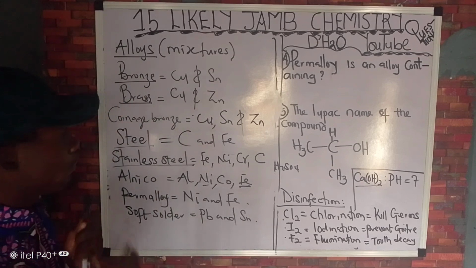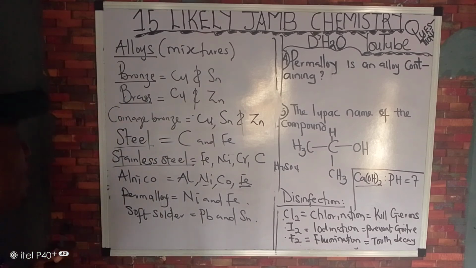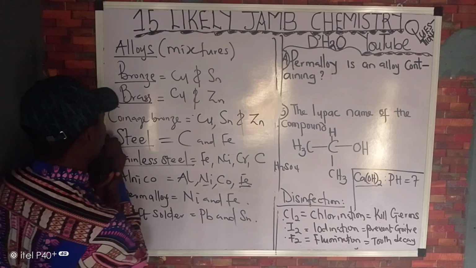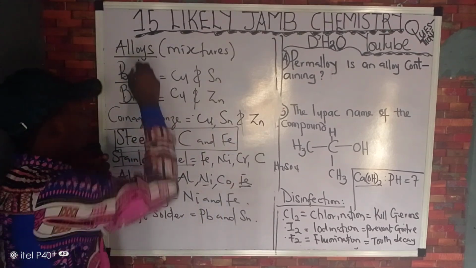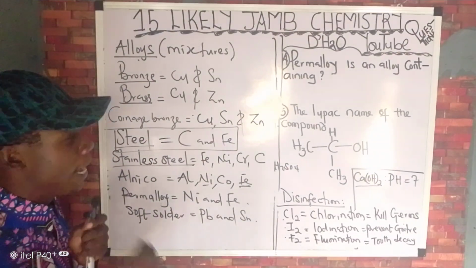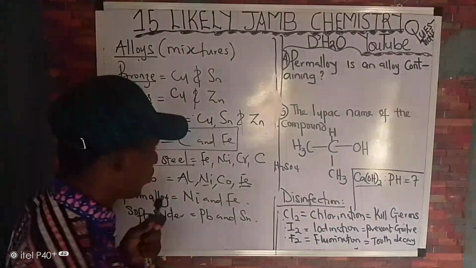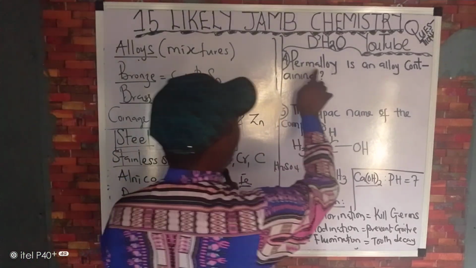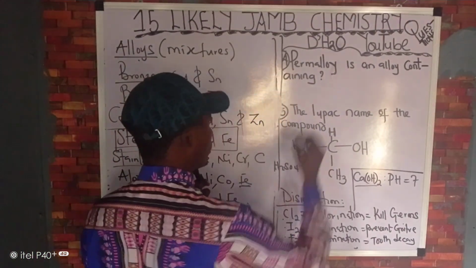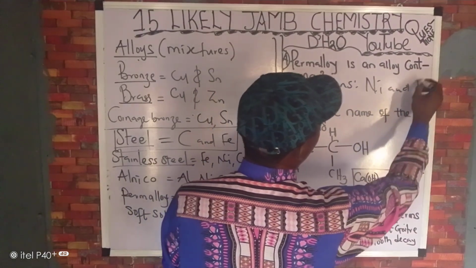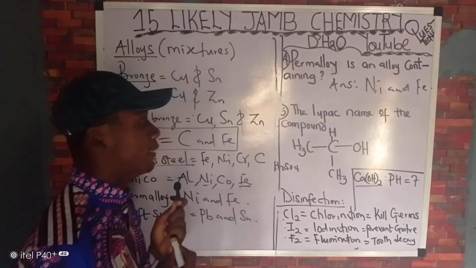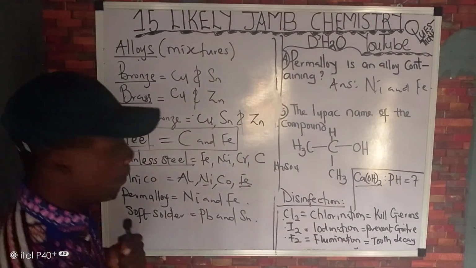Now, if you watch very well, you will see that there is a non-metal in one of these alloys. And the non-metal here is what? Your carbon. So we can simply say that steel is the only alloy that contains a non-metal as one of its constituents. So the question here says permalloy is an alloy containing what? The answer is nickel and what? Iron. Those are the two metals that make up permalloy.